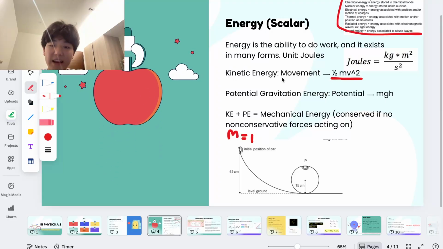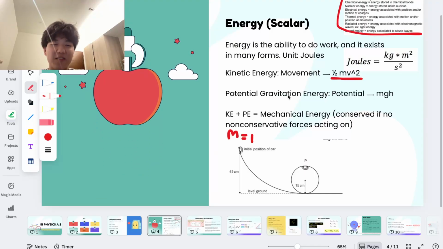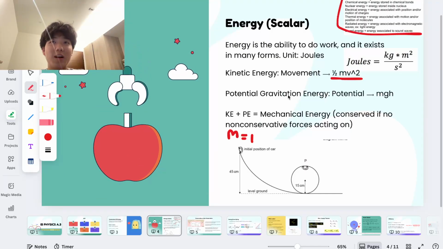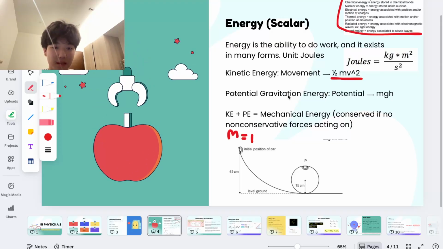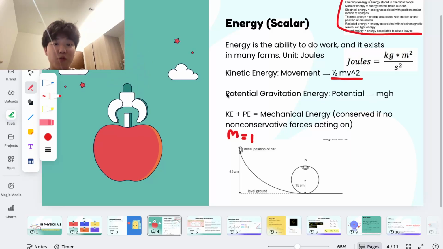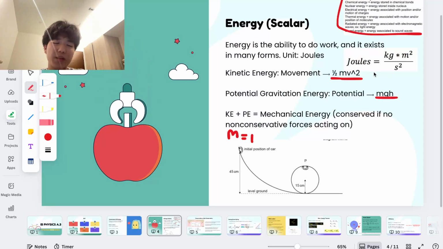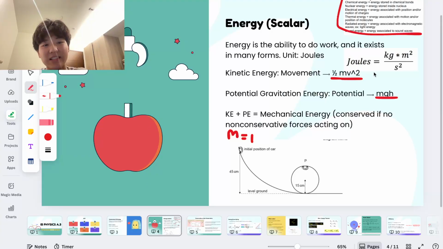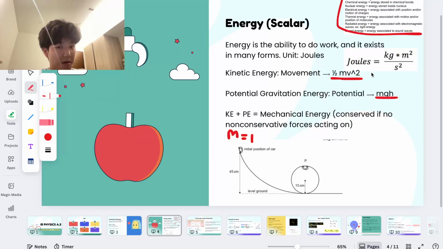And kinetic energy, I think of it as just movement. Whereas potential energy, I think of it as the potential force if something fell from this height. And the formula for gravitational potential energy is mgh. These two are arguably the most important formulas you would need for this test, I think.